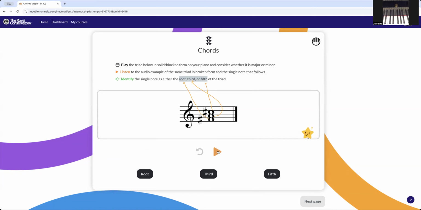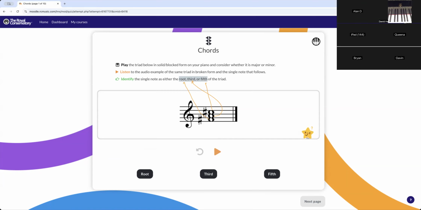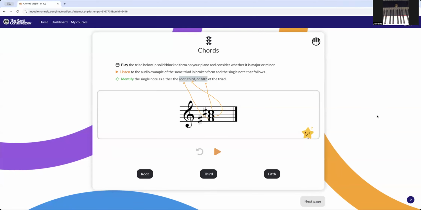Okay, so first, answer this question: is it minor or major? It's very easy to recognize. Listen to this sound. Is it dark or bright? It's dark, right? So it's minor. Okay, and then is it root, third, or fifth?